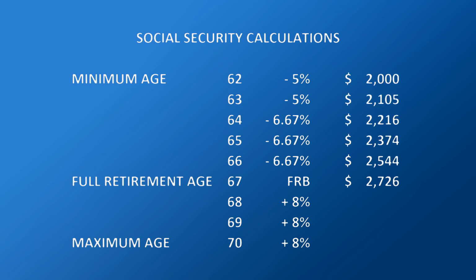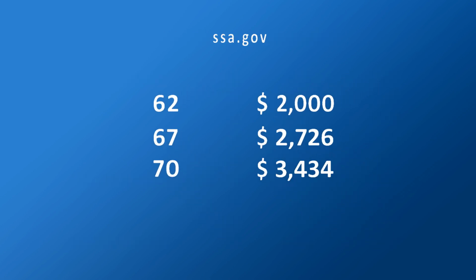You can see how the full retirement benefit is reduced each year that you start early, all the way down to $2,000 per month if you start Social Security at age 62. By postponing the start of Social Security beyond full retirement age, your monthly benefits are significantly increased. Your account at ssa.gov will show your benefits at full retirement age, 62, and 70. Next, let's look at how cumulative benefits are affected by the age you start taking Social Security.